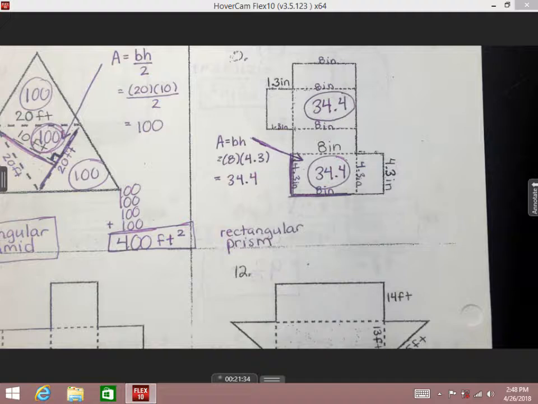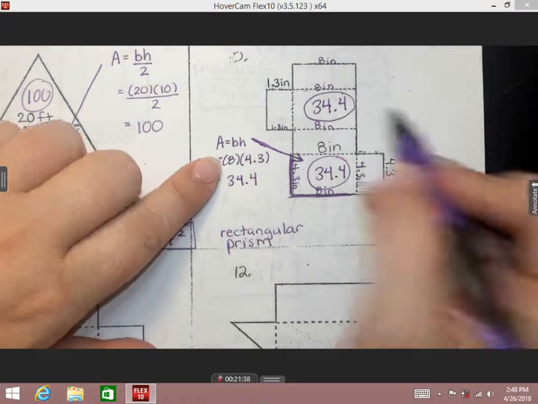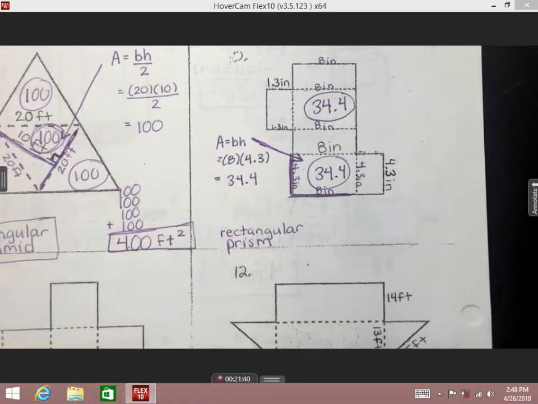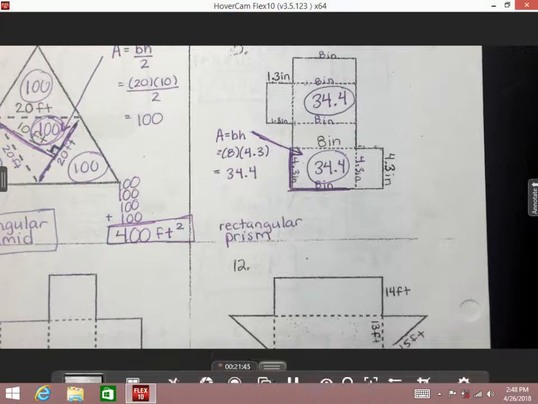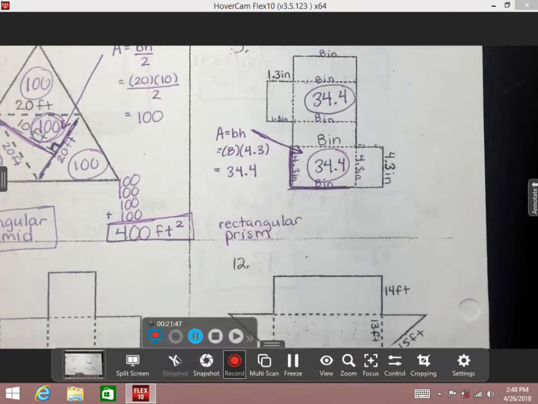Okay, I got to think a little bit more again. All right, so I'm not seeing any other ones where I have a base and a height, so I'm going to have to be a little bit more creative now. All right, I'm going to pause it for a moment.